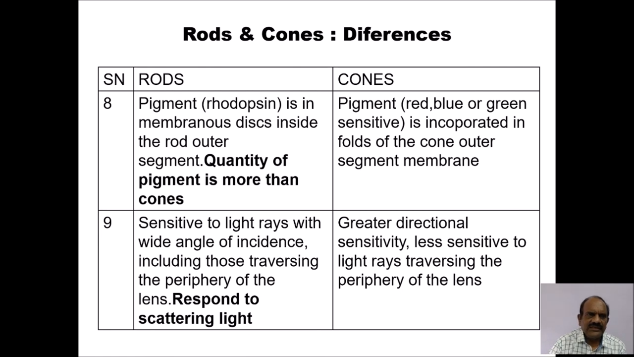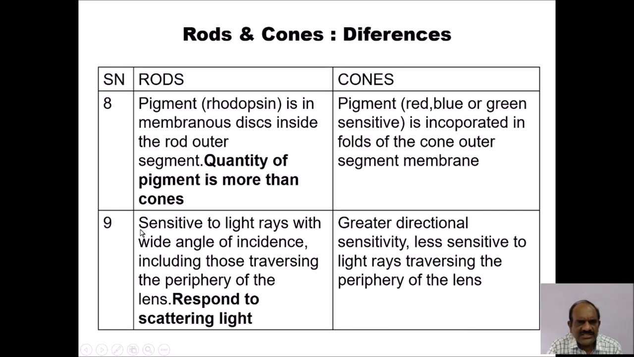The rods contain the photopigment called rhodopsin, in the membranous discs inside the rod outer segment. The quantity of pigment is more than in cones. Cones have photopigments for red, green or blue color, so they are sensitive to these three types of colors. The pigment is incorporated in the folds of the cone outer segment membrane.